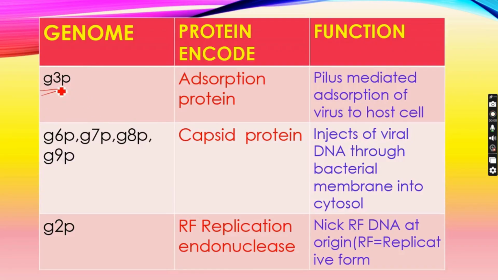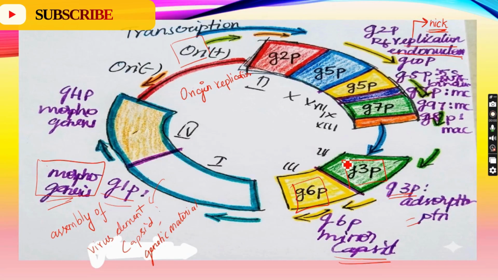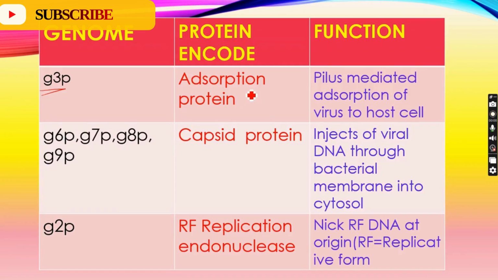Here we can see the G3P is going to be at this genome. This genome is going to synthesize the adsorption protein. This adsorption protein is very important for pilus mediated adsorption. That means it is an E. coli bacteria. A phage can infect this bacteria by injecting its genetic material into it.